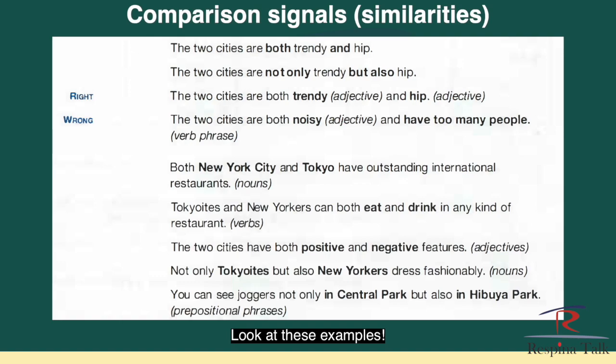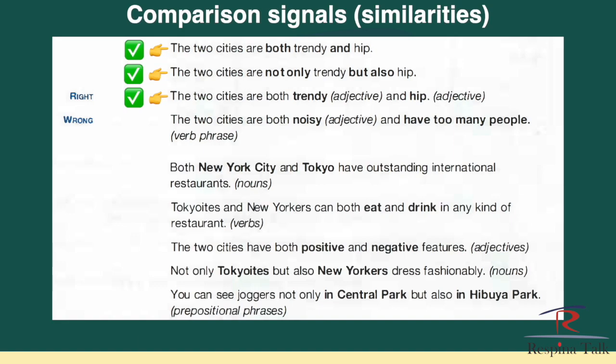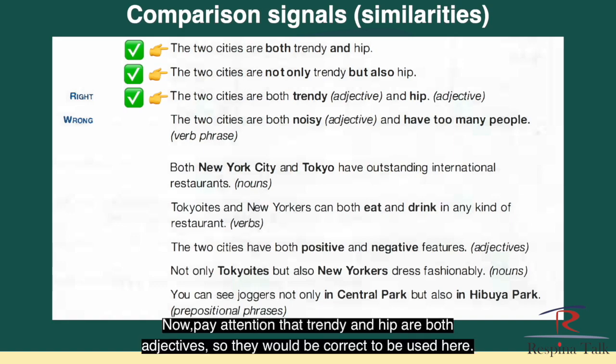Now look at these examples. The two cities are both trendy and hip. The two cities are not only trendy but also hip. The two cities are both trendy and hip. Now pay attention that trendy and hip are both adjectives, so they would be correct to be used here.